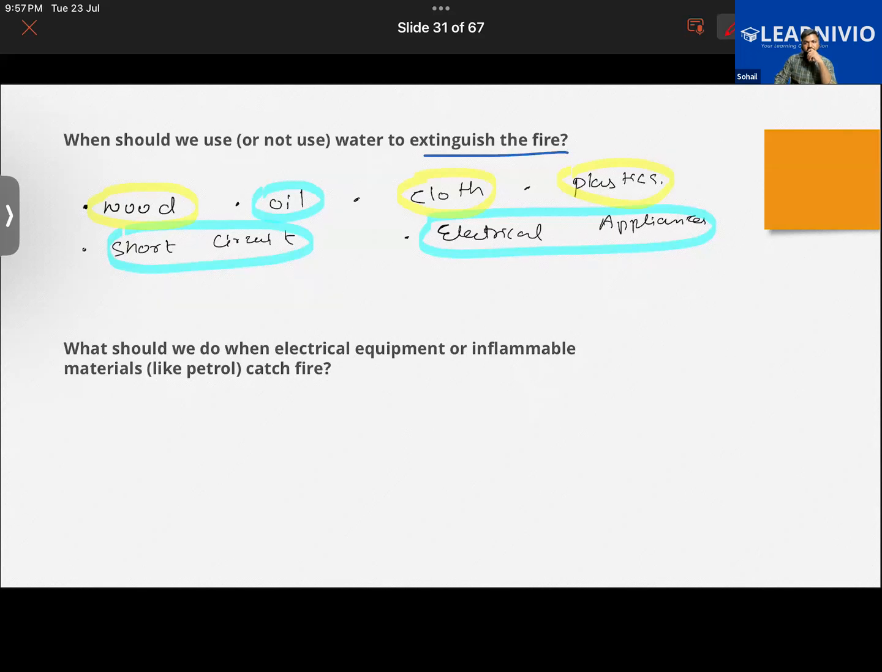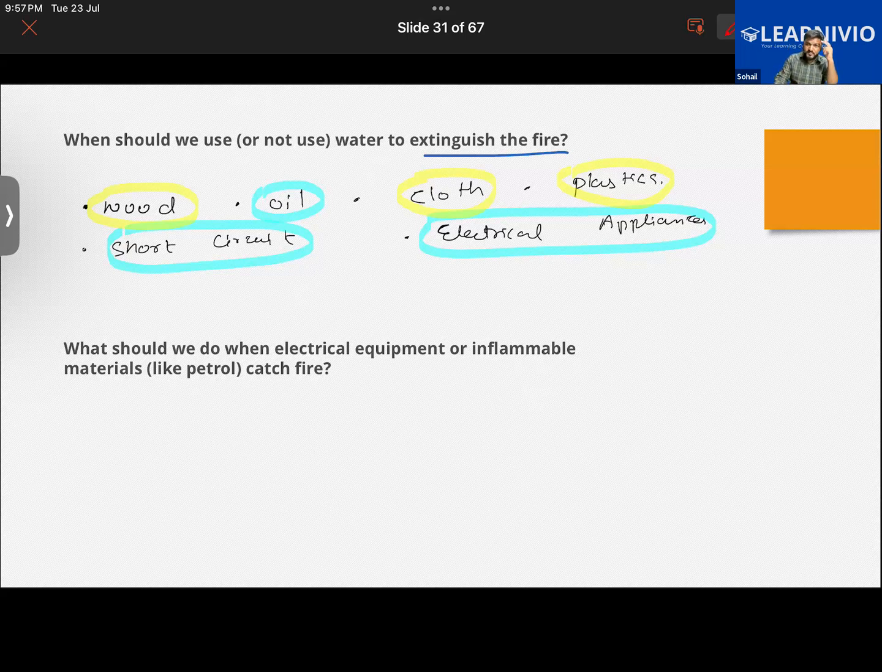Very good, very logically answered. First of all, you have to disconnect the source of electricity, if it is safe for you to do so. Simply plug out or switch off the power, or switch it off at the fuse box.